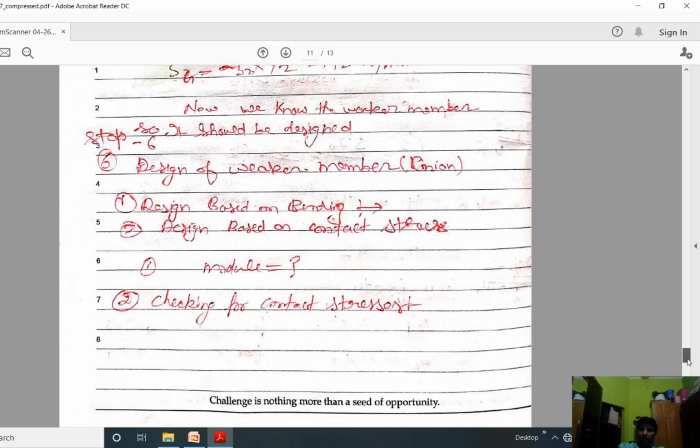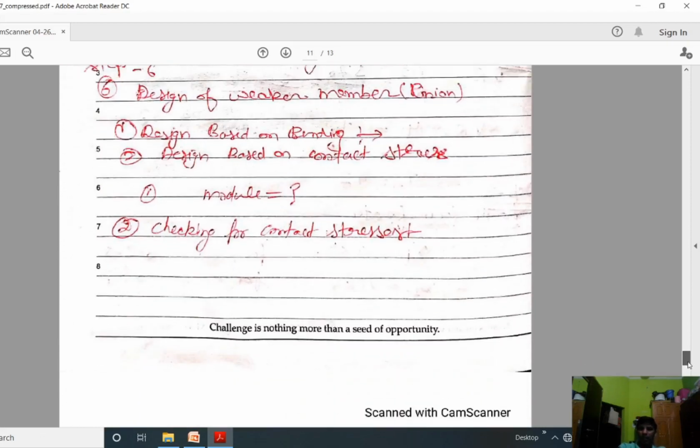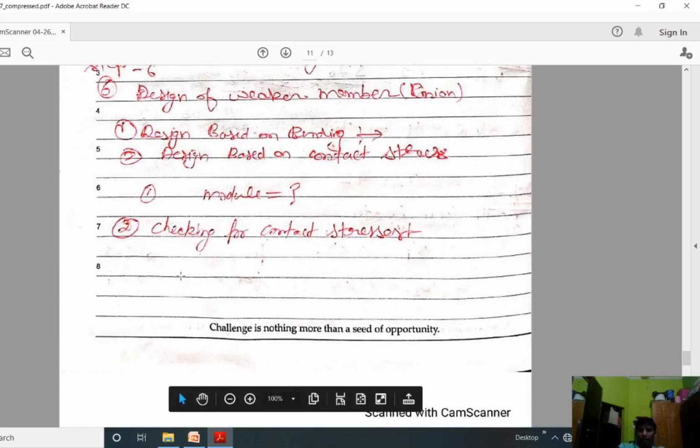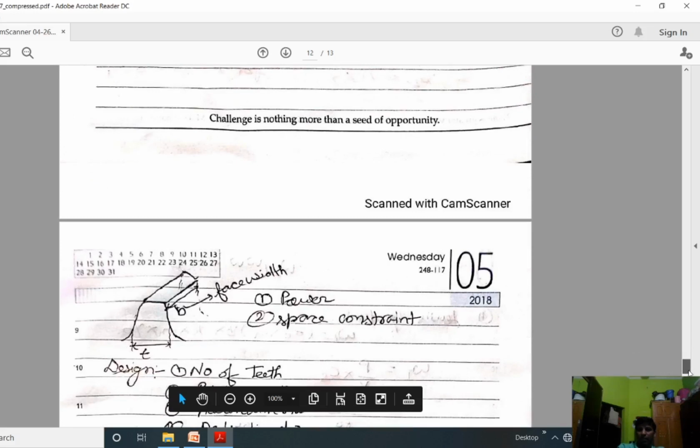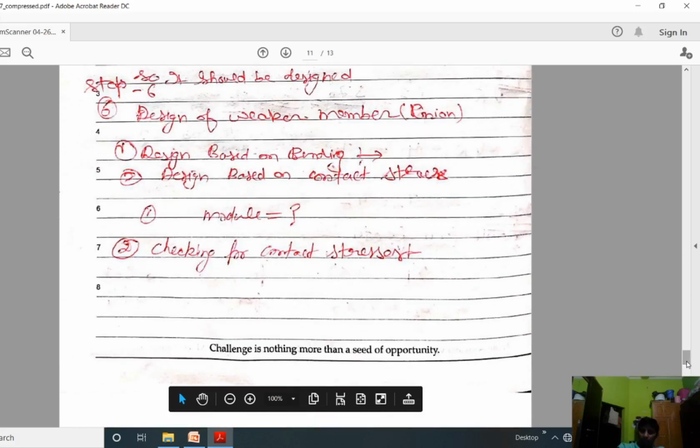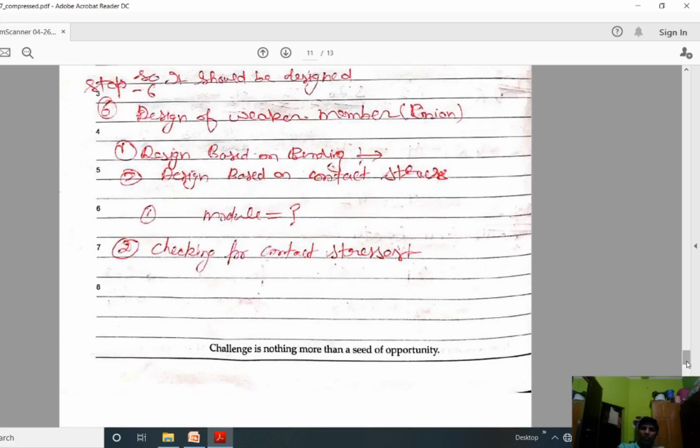In the designing section, we have to find out the value of dynamic load, static load, and wear load, and in the end we have to check that the dynamic load is lesser than the wear load as well as the static load, and then our design is safe.